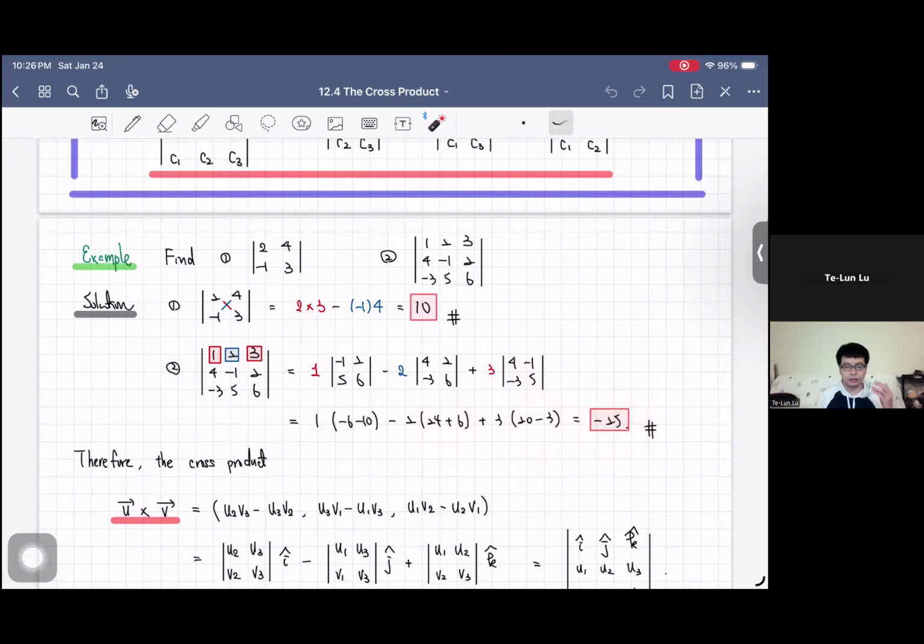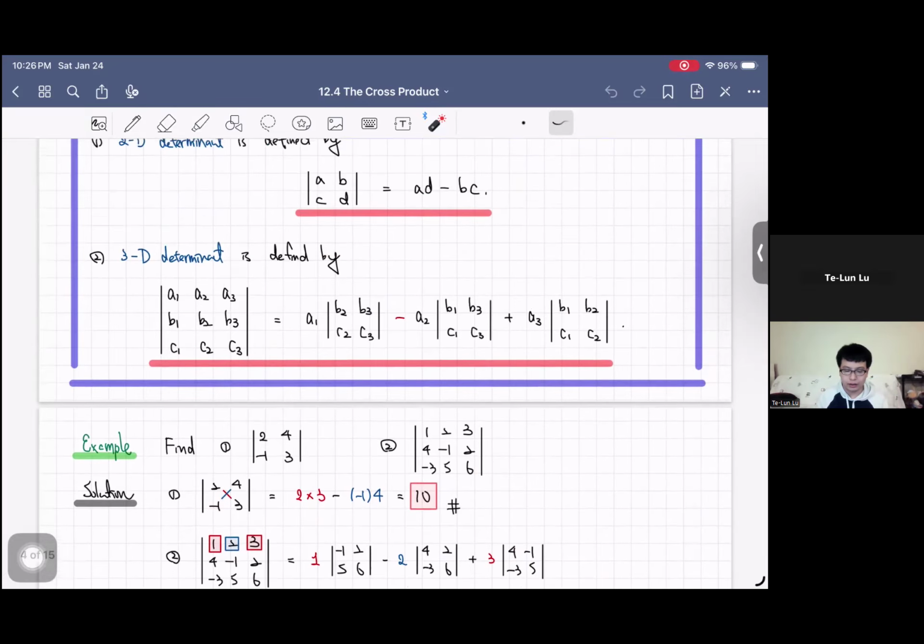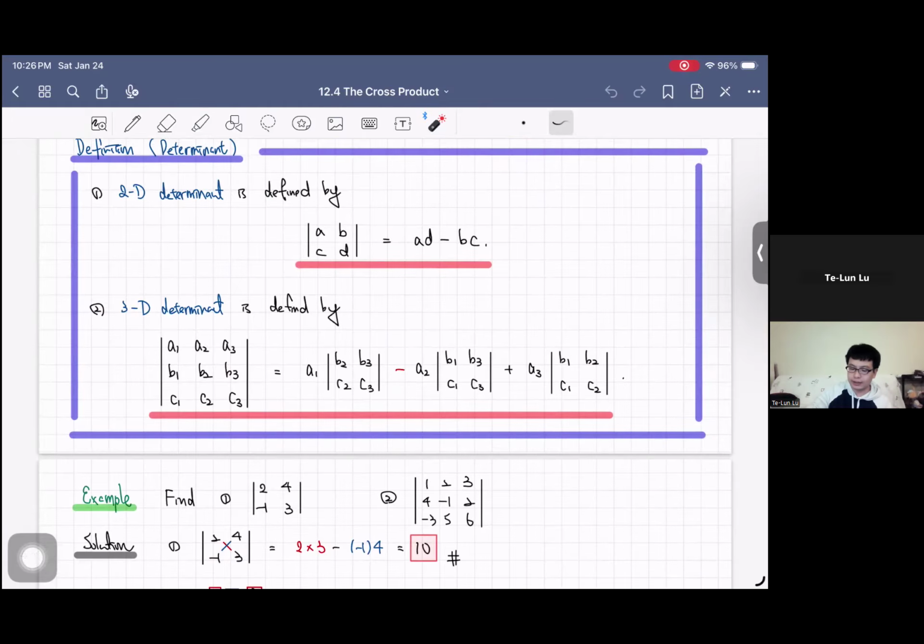So let us try to memorize this. You have a bunch of numbers, in this case 4 numbers, in this case 9 numbers, and those combination gives you a scalar, a single number, okay? Where a 2 by 2 determinant is defined by this quantity, and 2 by 3 is defined iteratively using the 2 by 2 determinant.